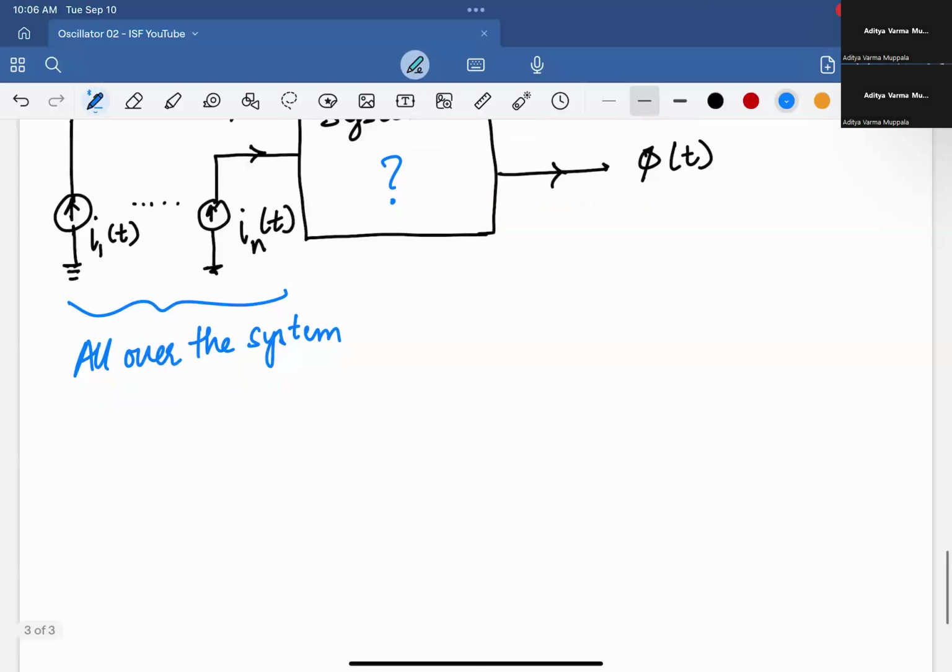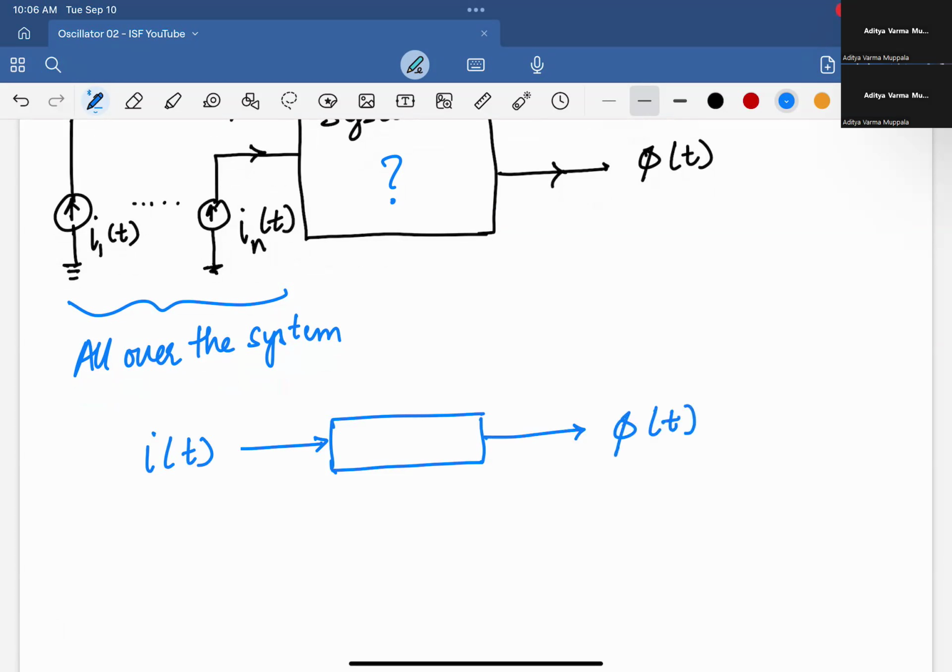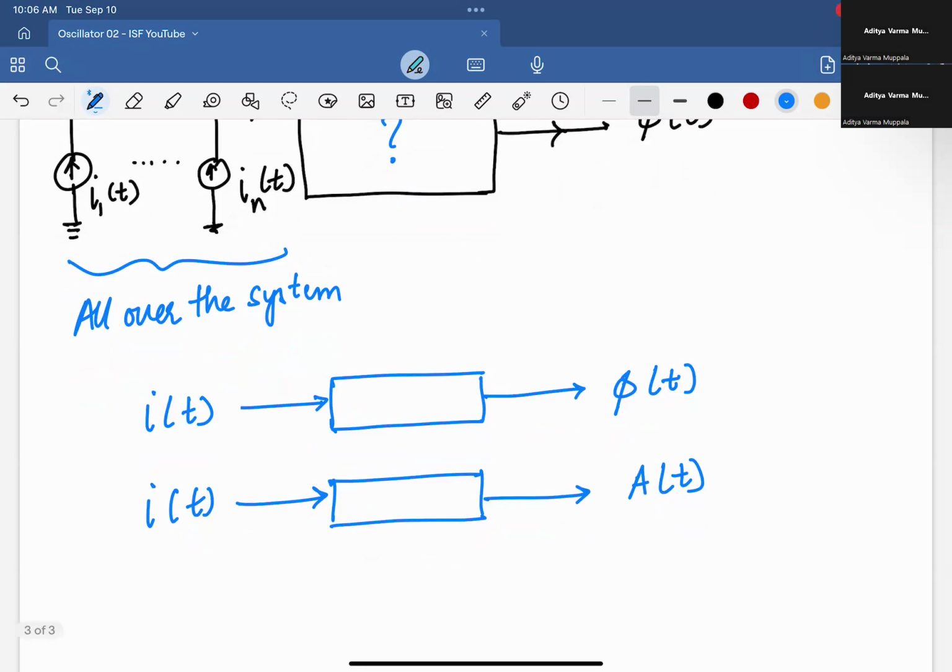We consider one noise source at a time. So let's say some I(t) goes into some kind of system. I don't know what kind of system it is. And that produces a phase phi(t). You can also separate them and say the same noise source goes through another system and then produces an amplitude A(t). This is characterized as a transfer function, and you can represent it as two different transfer functions, h_phi(t, tau) and h_A(t, tau).